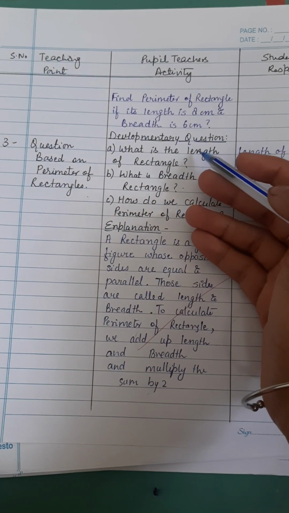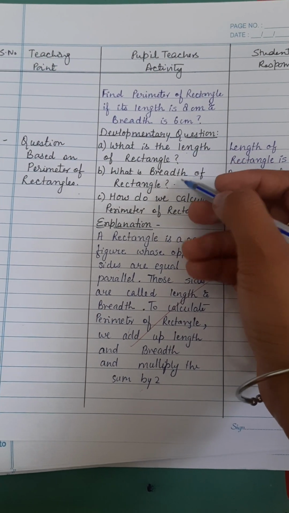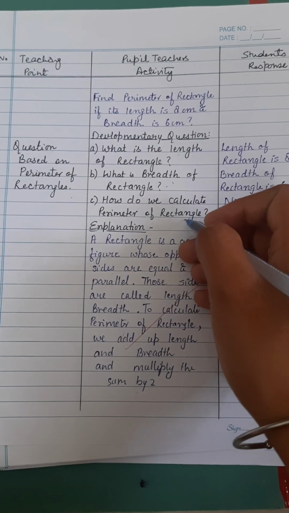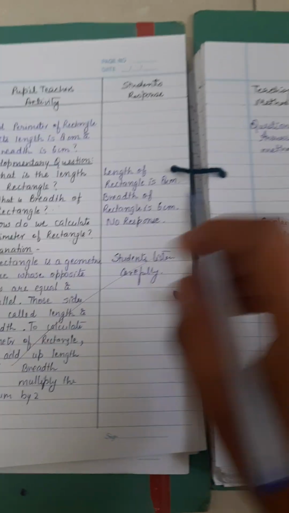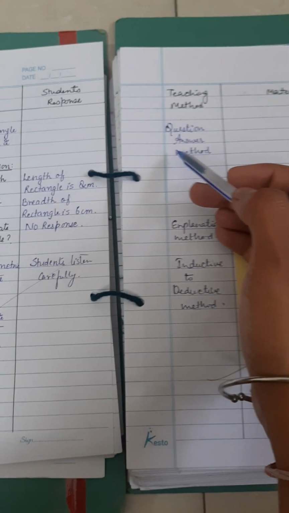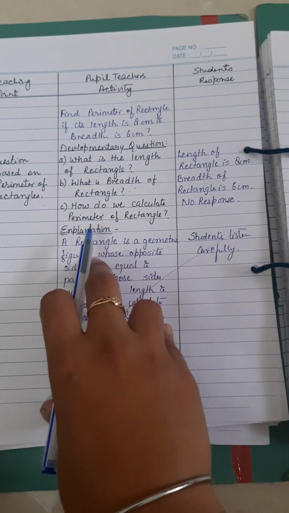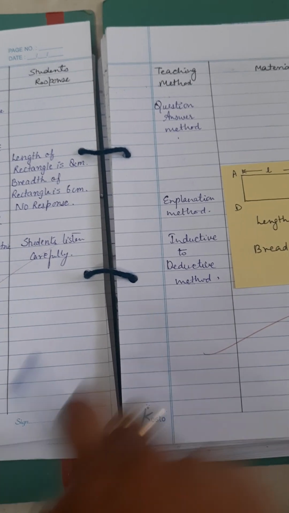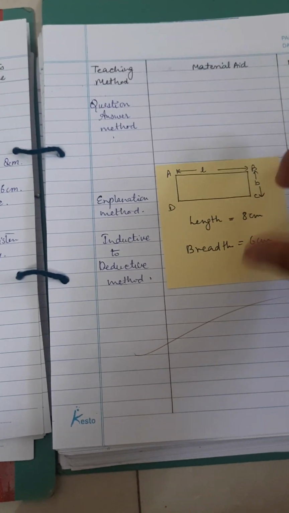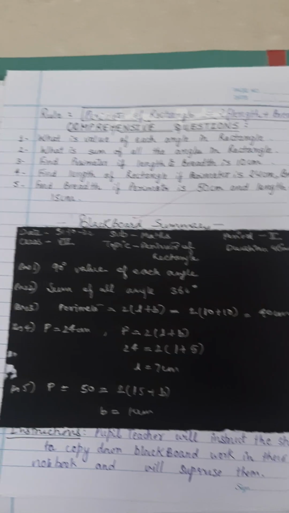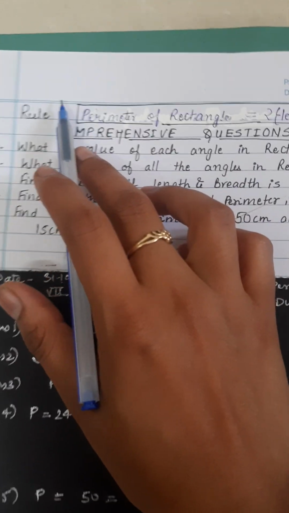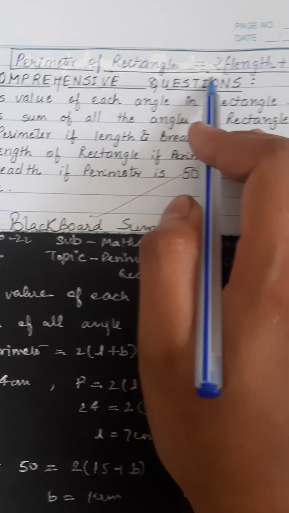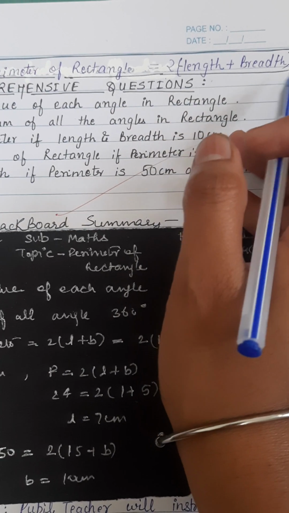Then the developmental questions, that is what is length of rectangle, what is breadth of rectangle, how do we calculate perimeter of rectangle. Then the teaching method used here is question answer method. Then you will explain to them. The teaching methods used are inductive to deductive and explanation method. Then you will write the material aid, then the blackboard work. Now the rule used here is perimeter of rectangle is equal to 2 into length plus breadth.